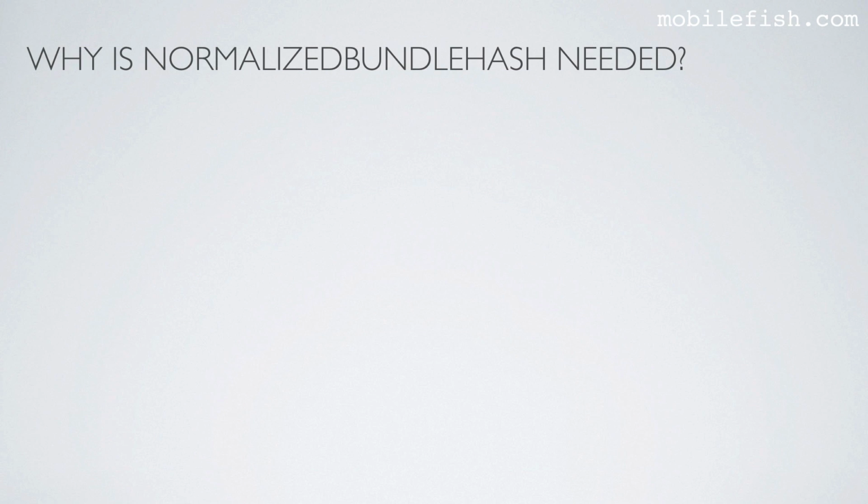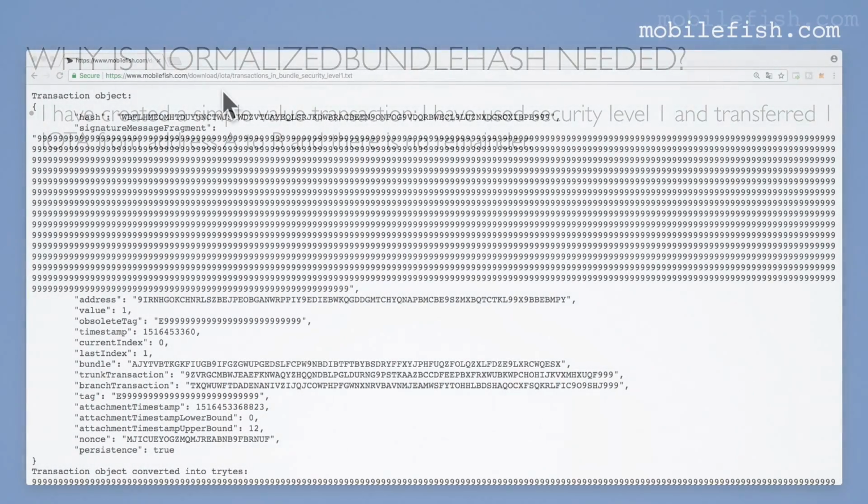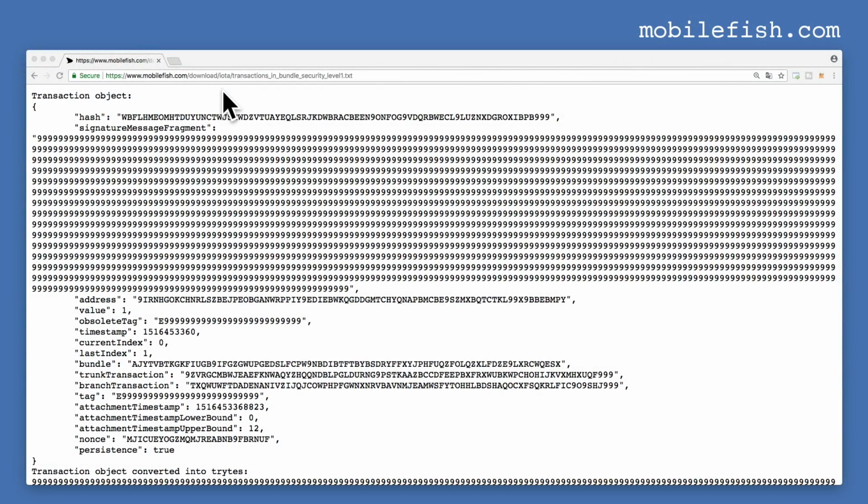That was the quick refresher. Now let's answer the question, why is normalized bundle hash needed? I have created a simple value transaction. I have used security level 1 and transferred 1 IOTA from address A to B, and there is no remainder. The corresponding transaction bundle can be found at this location.